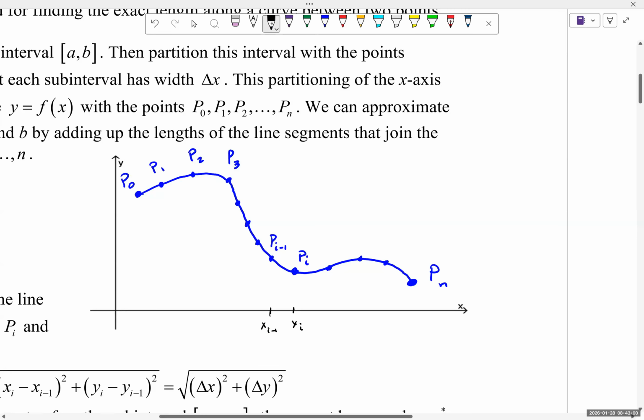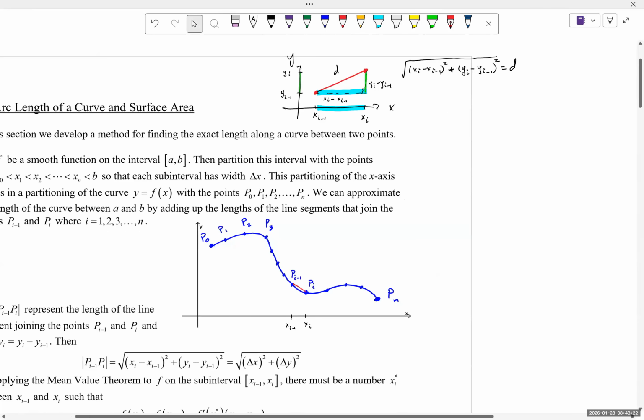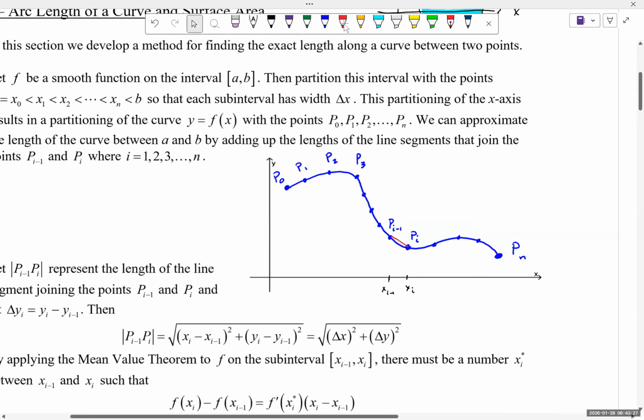Okay. Now, could I approximate just the part of the curve between P sub i minus 1 and P sub i? Could I approximate that distance with a line segment? I could use the distance formula to find that red distance, correct? The one that we just derived up above. Yeah? Okay, what would that look like? Wouldn't it just look like this? Isn't that exactly what we just derived up above?